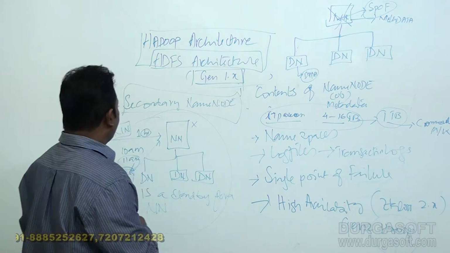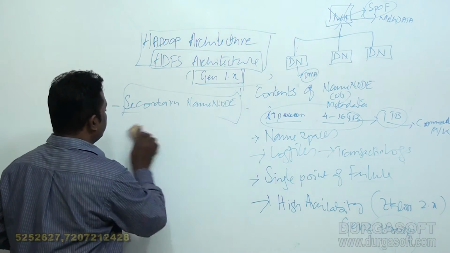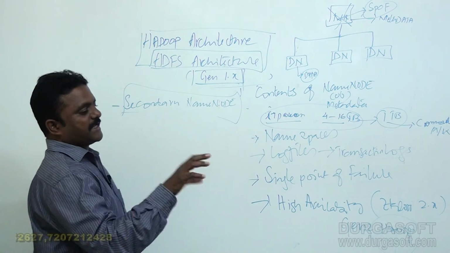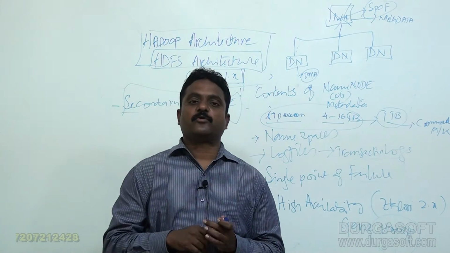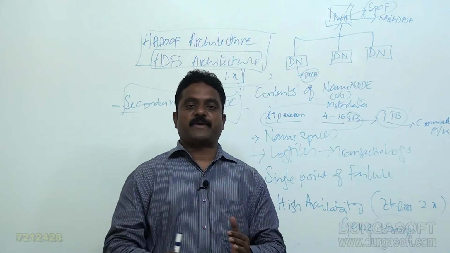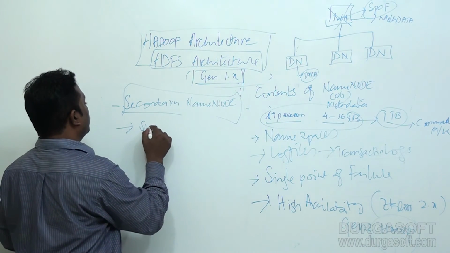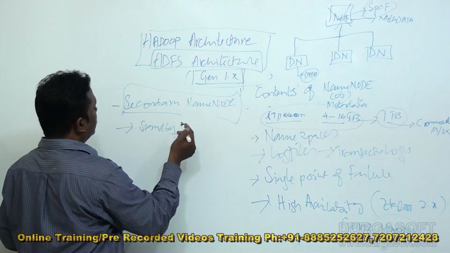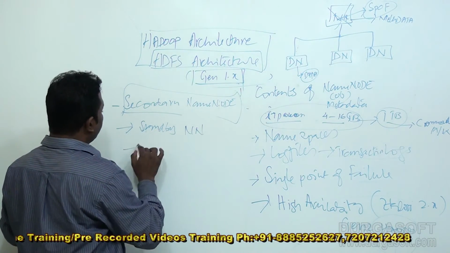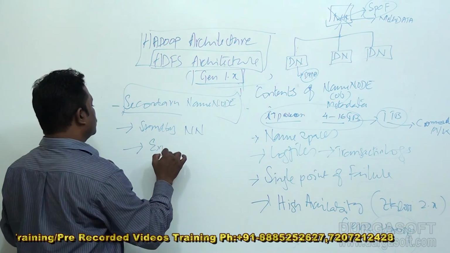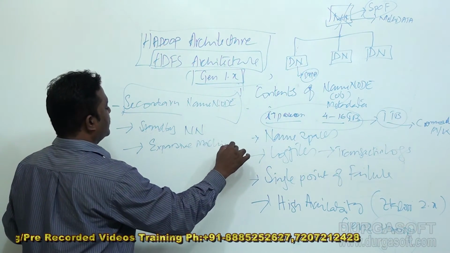So the role of the secondary name node is to communicate with the name node and to take a snapshot of the contents, whatever information the name node has about the cluster. The secondary name node, again, is a standby, or a backup standby of the name node. And it is also an expensive machine. It also has to be an expensive machine.